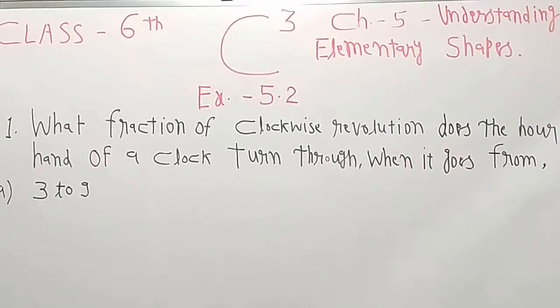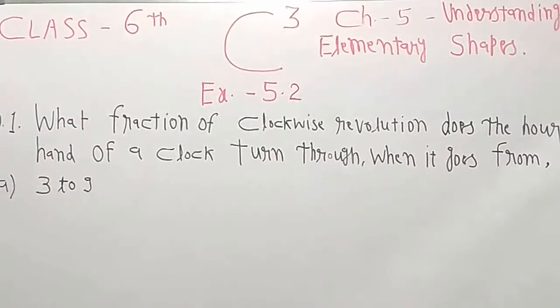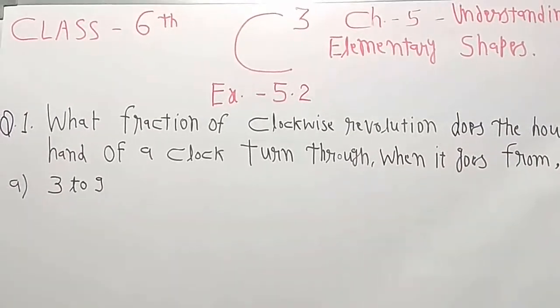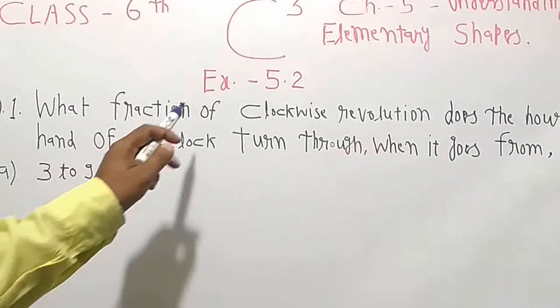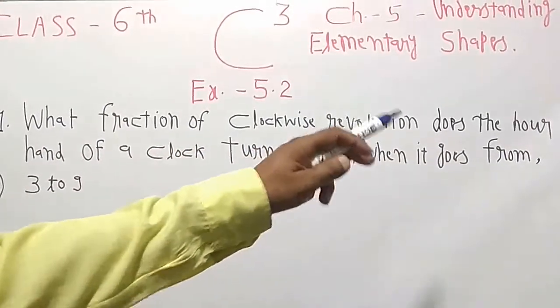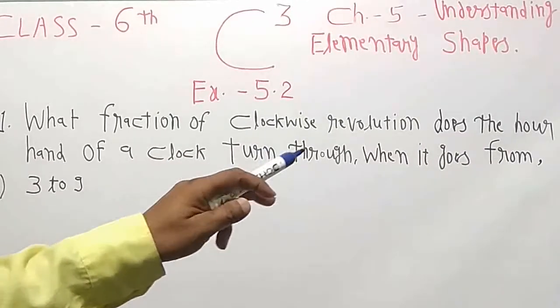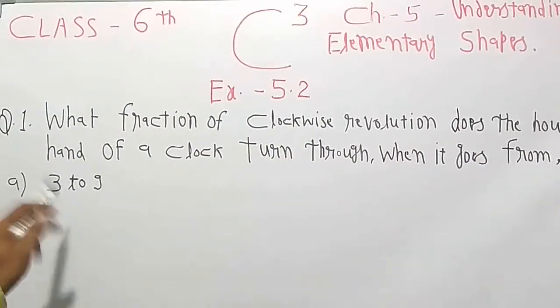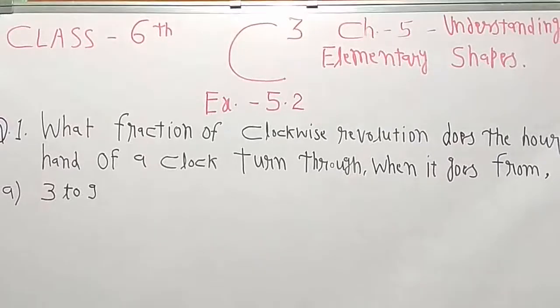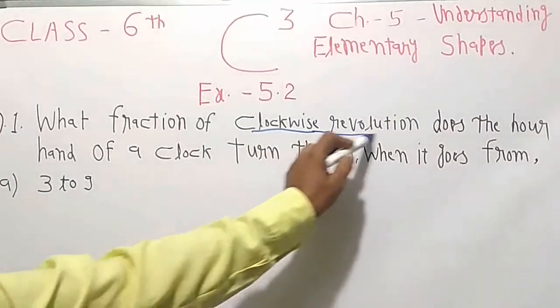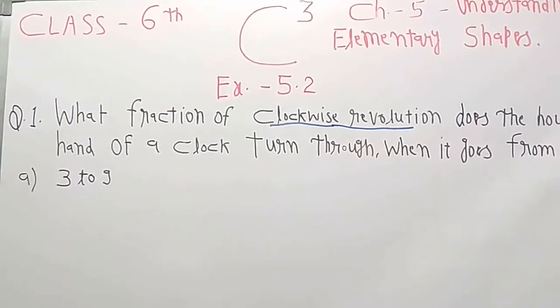We are going to solve question number 1 of exercise 5.2, chapter 5, Understanding Elementary Shapes. Question number 1 says: what fraction of a clockwise revolution does the hour hand of a clock turn through when it goes from 3 to 9? Here we are talking about a clockwise revolution of the hour hand.